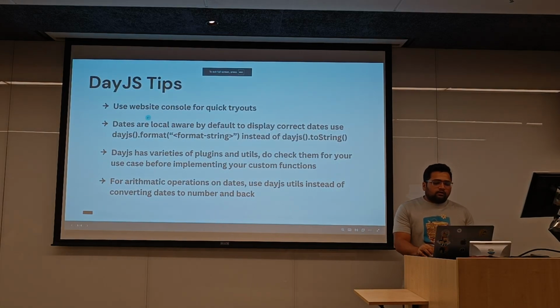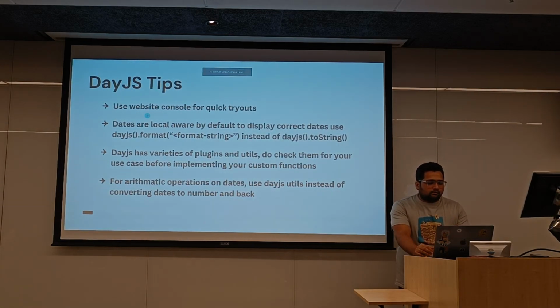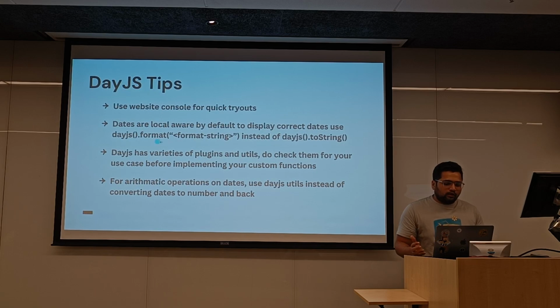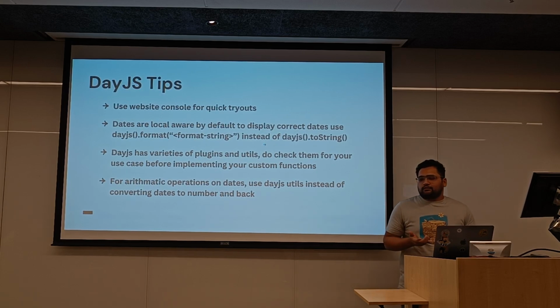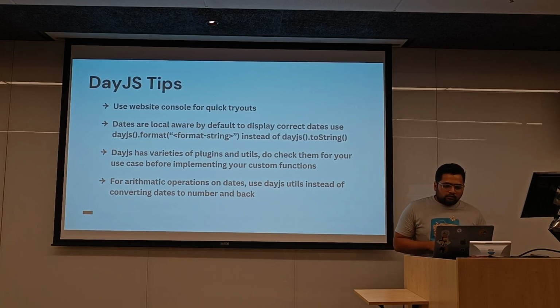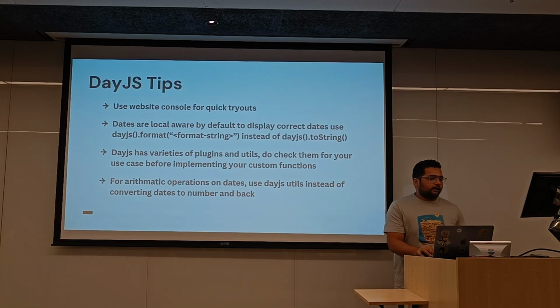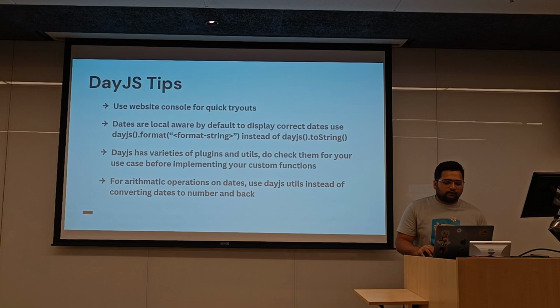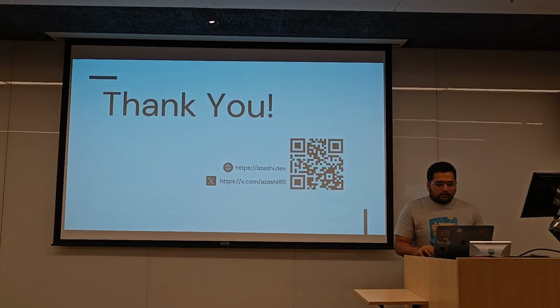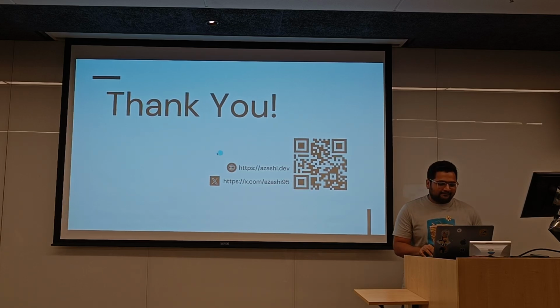So again, going through the Day.js tips. The website console which I showed you, the format string, yeah, instead of getting toString and creating confusion, it's just better to have the format util. And for arithmetic operations, as I mentioned, just go with manipulating dates itself rather than having numbers to manipulate. And yeah, that's it. I would say it's that easy to build a calendar.